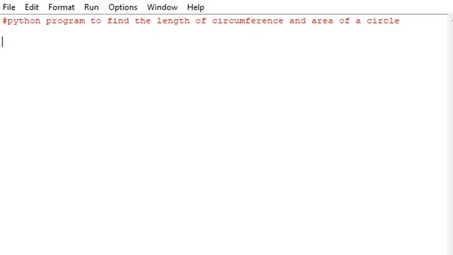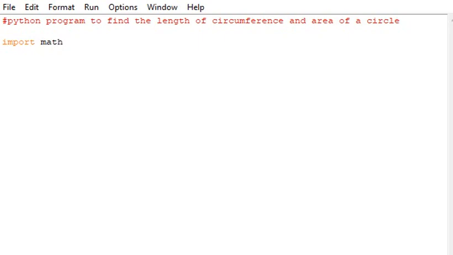Program to find the length of the circumference and area of a circle. Let's find the length of the circumference and area of a circle. So in this Python program, first of all let's import the math module so that we are able to use the pi constant.